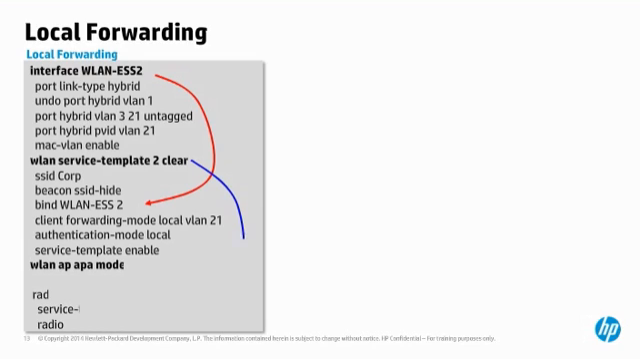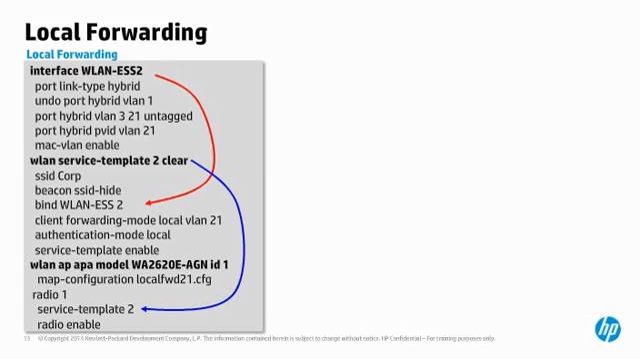As before, the service template must be bound to AP radios. Since the AP will be forwarding WLAN traffic onto the wire with 802.1q tag equals 21, the attached switch port must of course be configured to support this VLAN. The AP itself must also be configured to support this VLAN. This is accomplished by creating a text file to serve as a managed AP configuration or map configuration. This is then applied to the access point.